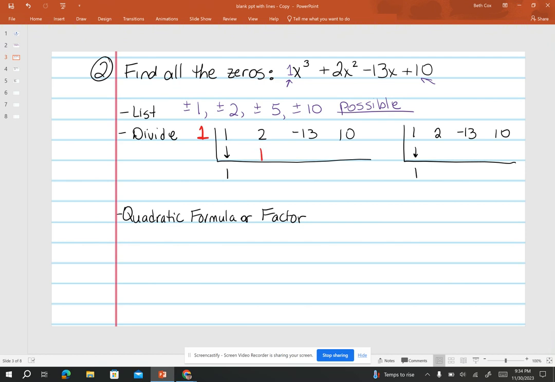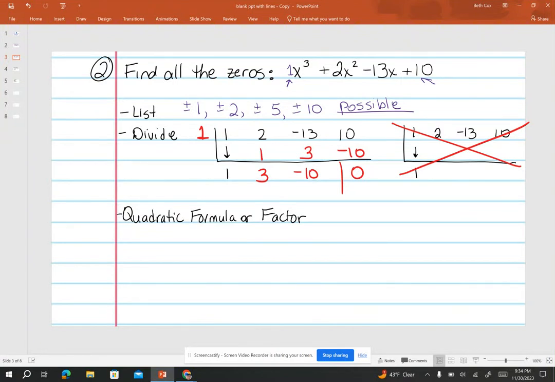So 1 times 1 is 1, and then 2 plus 1 is 3. 1 times 3 is 3. Negative 13 plus 3 is negative 10. And 1 times negative 10 is negative 10, and I get 0. This is an answer. I got one on the first time, so I don't need to second divide.